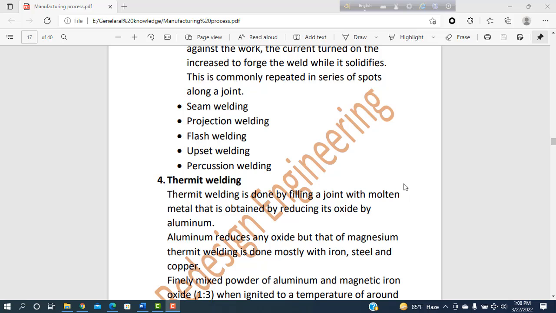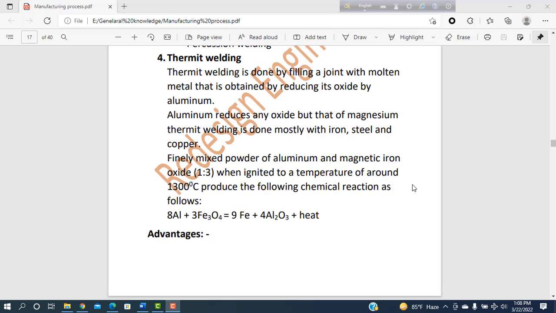Other resistance weldings are seam welding, projection welding, flush welding, offset welding, percussion welding. Thermit welding. It is very important. Thermit welding is done by filling a joint with molten metal that is obtained by reducing its oxide with aluminium. Aluminium reduces any oxide but that of magnesium.